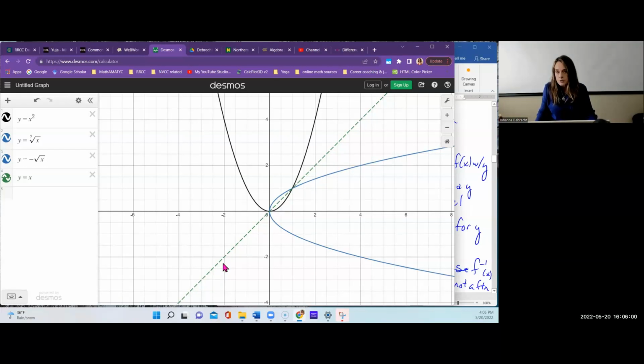Let's see some other characteristics of inverse functions. Let's find a spot where it goes through exactly.